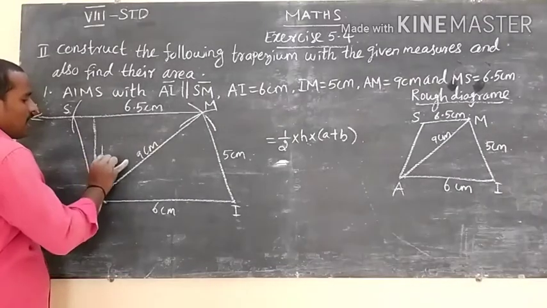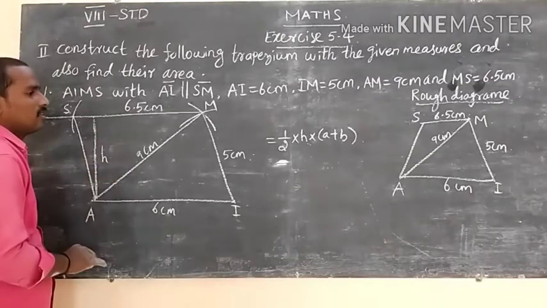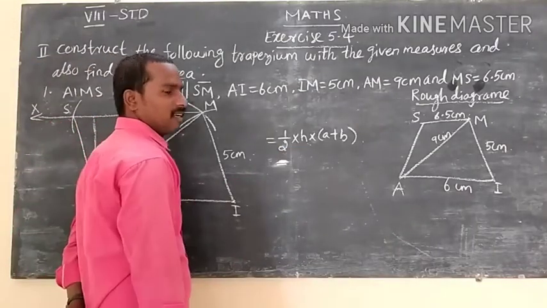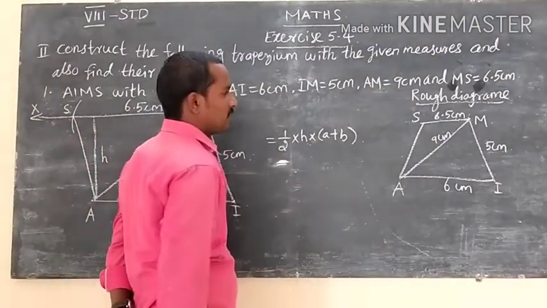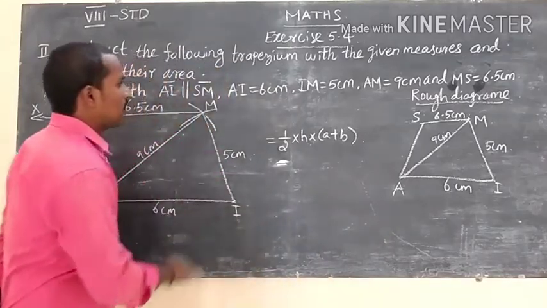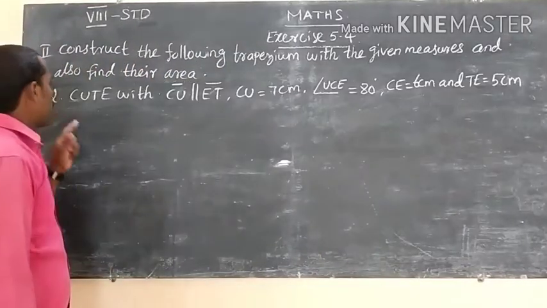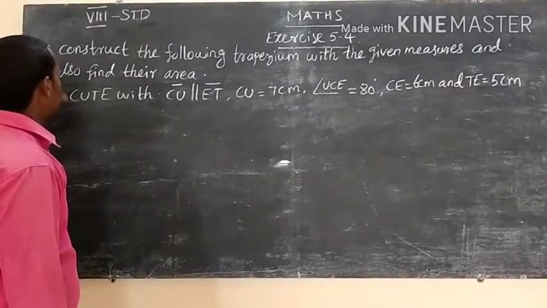Draw the line, this is the height. So measure the length, then use the measure in height, we get the area of the trapezium. That's all the construction of trapezium. Okay, next, second question from the second Roman.